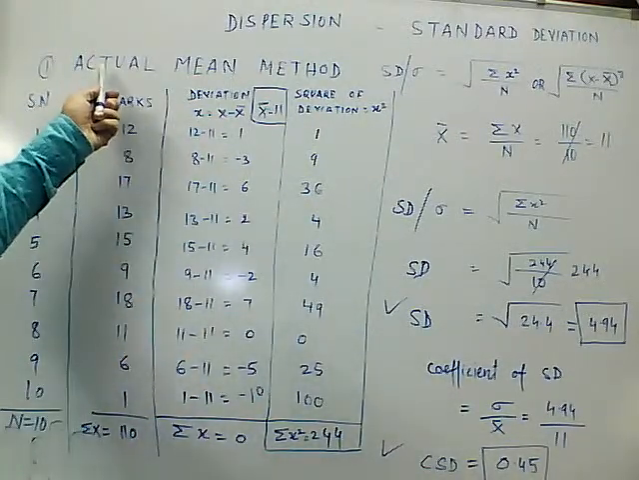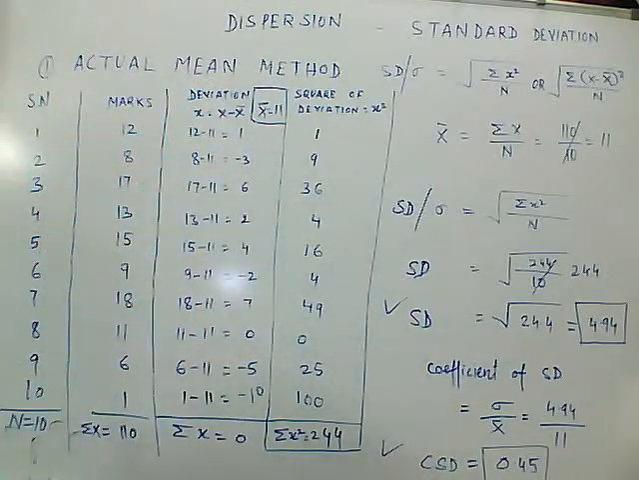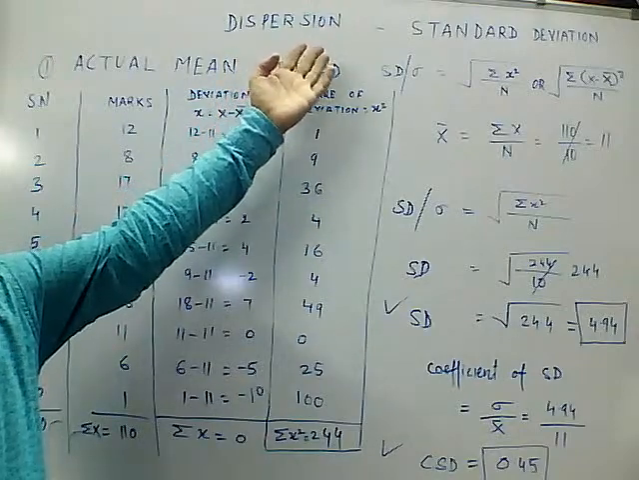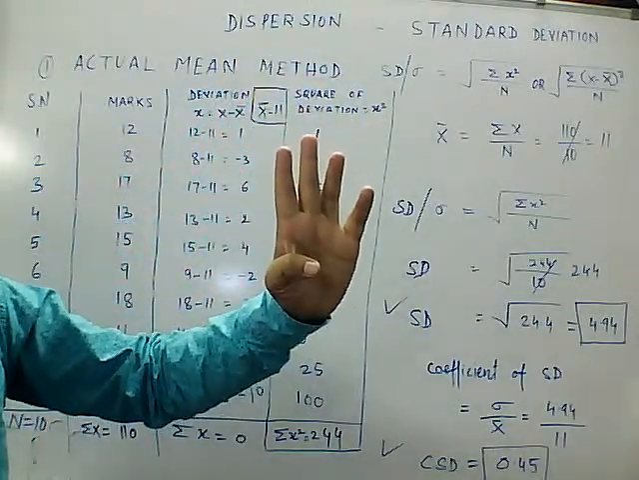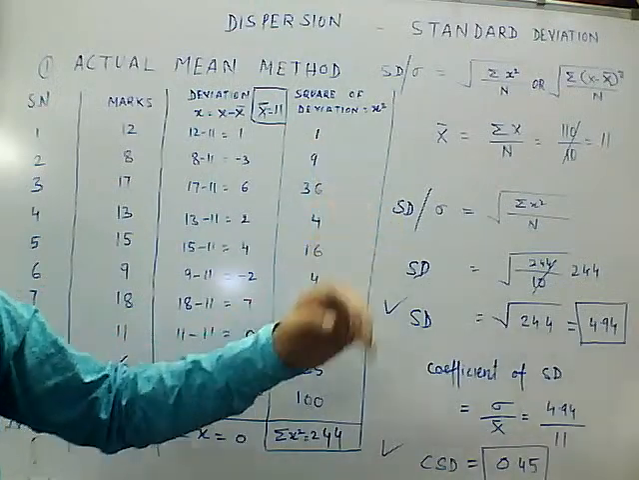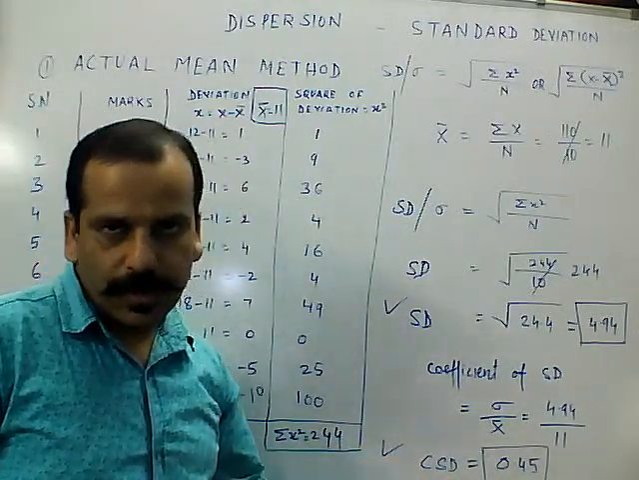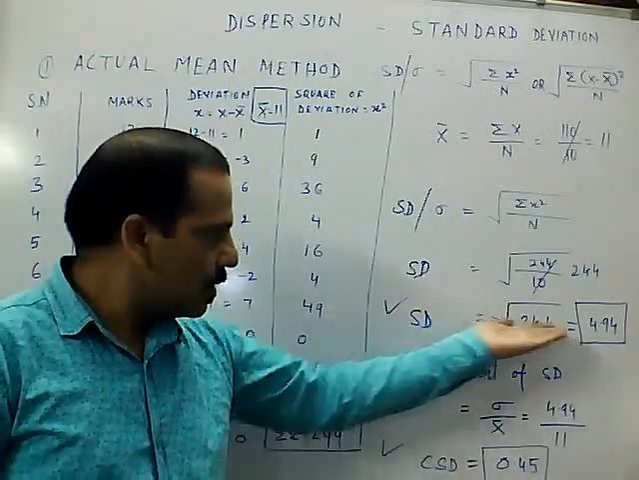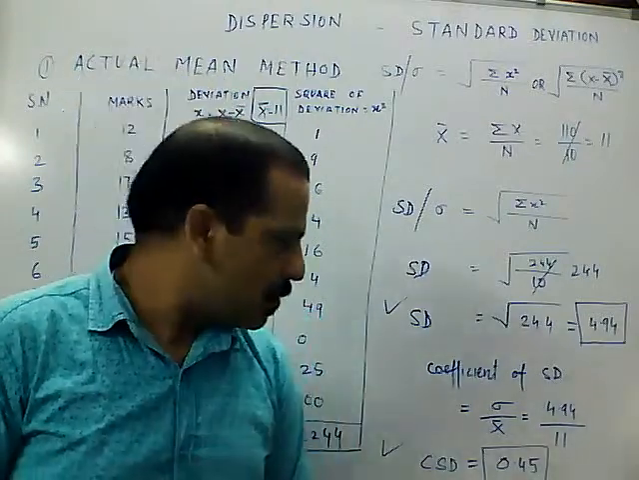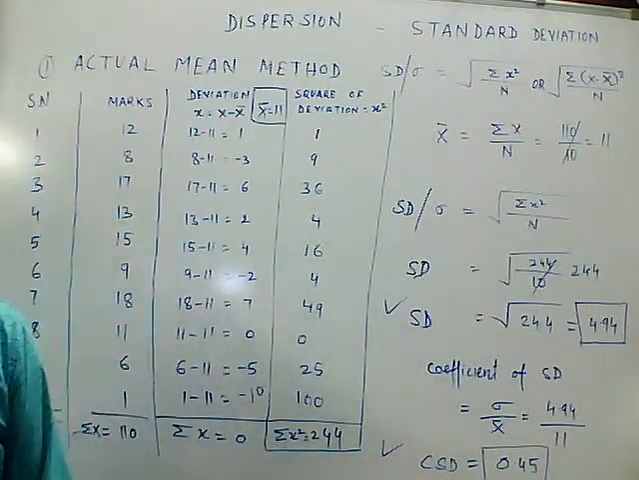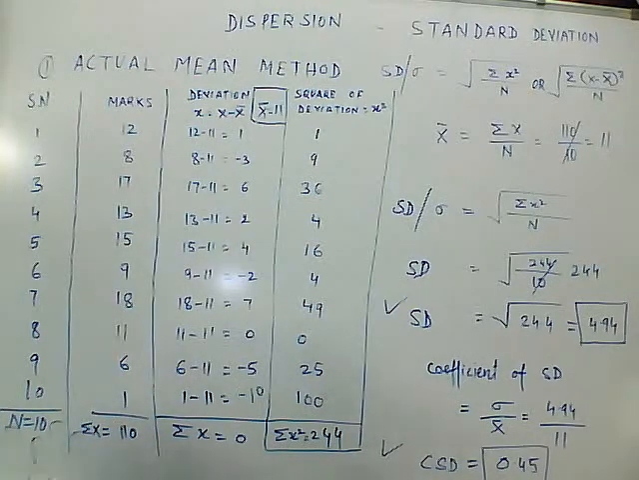So this is about the formula, the actual mean method. This way we have to find the value of standard deviation. When I taught you the objectives of dispersion, the fourth point was to compare the disparity between two or more series in order to find the degree of variation. We can find the degree of variation with the help of the relative method. Standard deviation itself, 4.94, is an absolute number. This is the absolute standard deviation, and this is the relative standard deviation, also known as the coefficient of standard deviation.